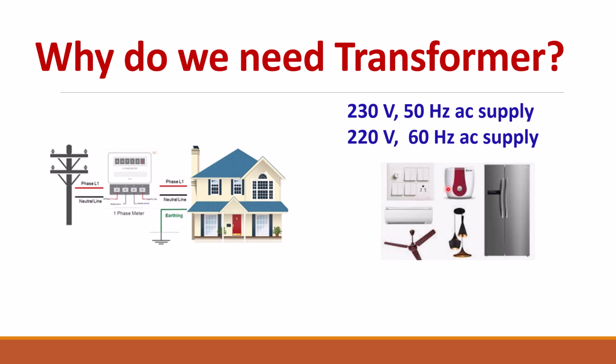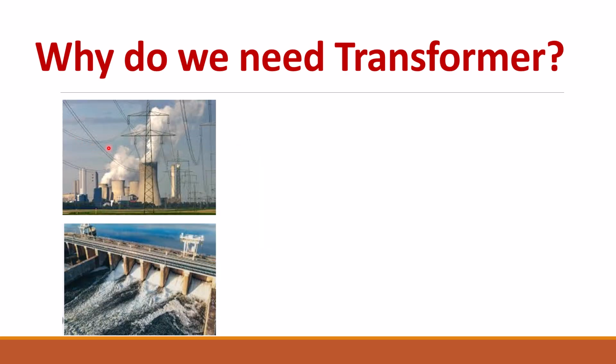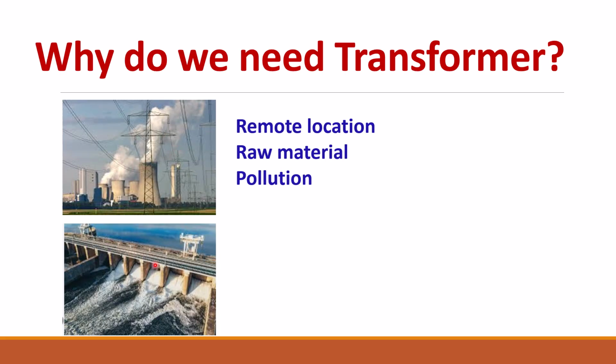Okay, so finally we need some AC supply for our equipment to operate. So where do we get the supply from? Normally, power plants are the places where power is generated, and normally they are located in a remote place due to the availability of the raw material. Another factor is they create a lot of pollution, and also they need a lot of space. So due to these factors, they are mostly located at a remote place.